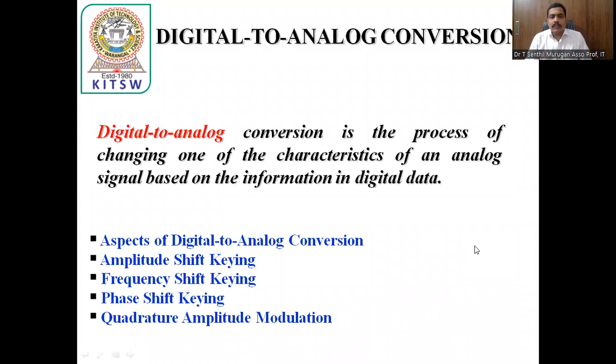So, what is digital to analog conversion? It is the process of changing one of the characteristics of an analog signal based on the information in digital data. If we have the digital data, how are we sending the analog signal according to the data, how are we changing the information in the analog signal according to digital data. In this video lecture, we are going to discuss amplitude shift keying, frequency shift keying, and phase shift keying techniques. Three keying techniques are there for converting digital data into analog signals.